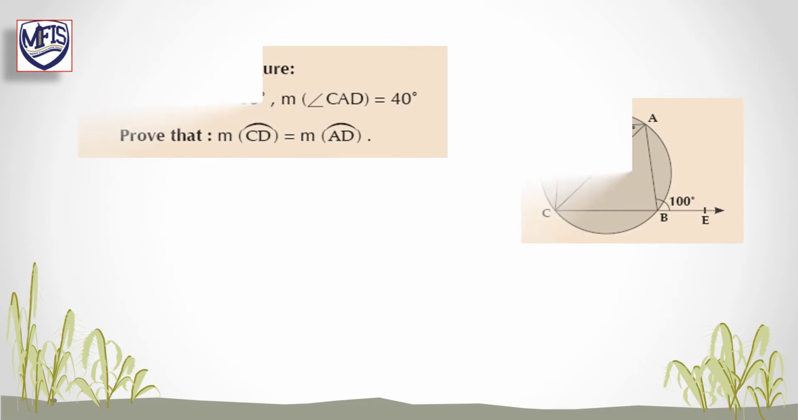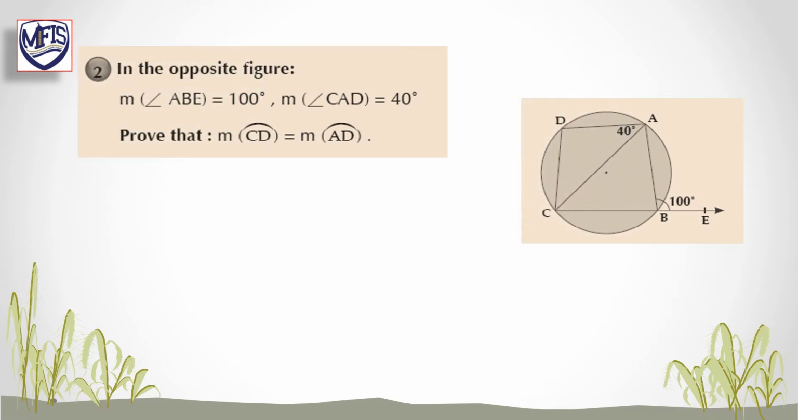Drill number 2. In the opposite figure, measure angle ABE equals 100 degrees, measure angle CAD equals 40 degrees, and he asked me to prove that measure arc CD equals measure arc AD. Measure arc CD, this arc, equals measure arc AD.